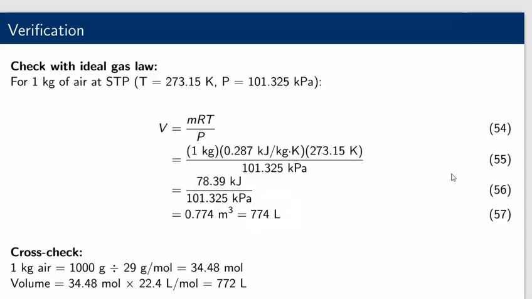And we do a cross check. 1 kg of air is 1000 gram divided by 29 gram per mole, so that will be 34.48 mole. 1 mole of gas occupies 22.4 liter, so 34.48 mole of air will occupy 772 liters. This matches closely, with only a small difference, so that is verified. That's it. Thank you. So now you know how to calculate R.